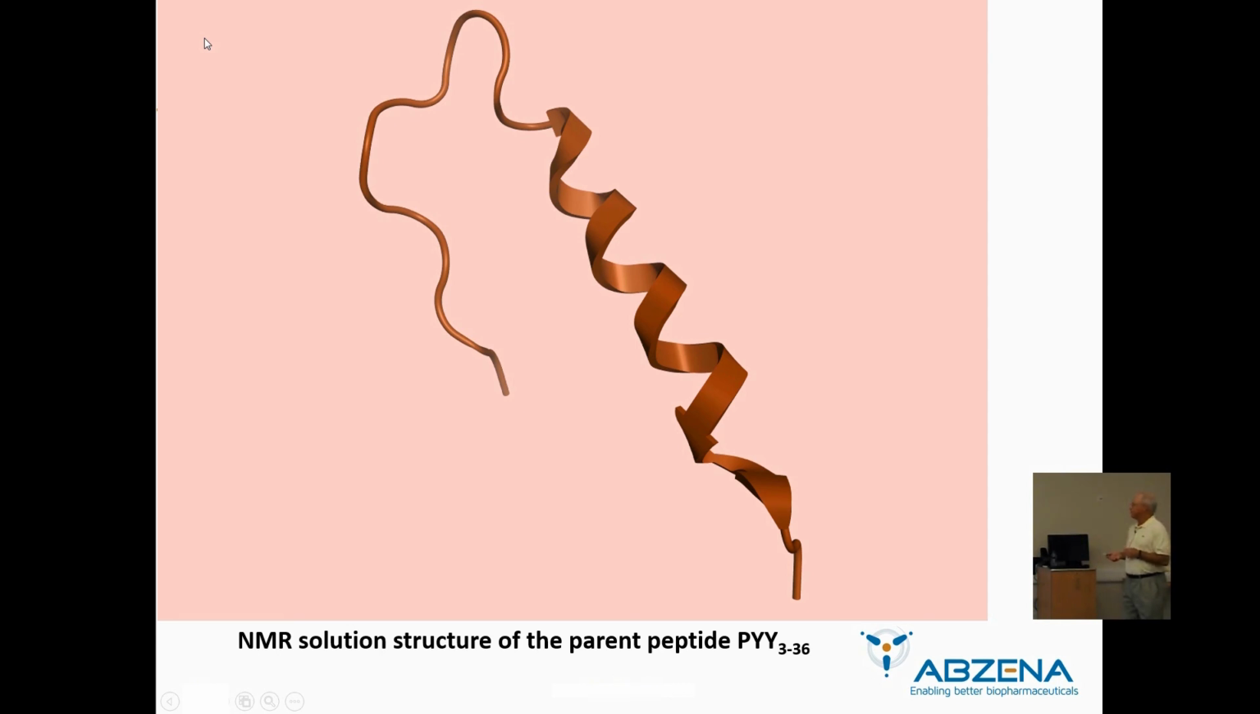So we determined the solution structure of the peptide, and surprisingly, it had a structure. So many peptides, when you look at them in solution, they don't have a covalent structure. But this one had a helix, and then the N-terminus came around, and there were interactions showing that this N-terminus gets close to the body of the helix.